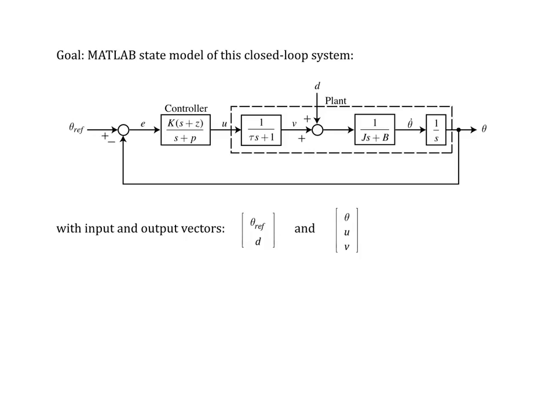In this video, I hope to illustrate that by application of append and connect to create a MATLAB state model of the closed-loop system represented by this block diagram. Now, there's nothing special about the dynamics of this system, but it involves a plant in the feed-forward path. The plant has two inputs, a control signal U and a disturbance input signal D. The plant has a single output theta.